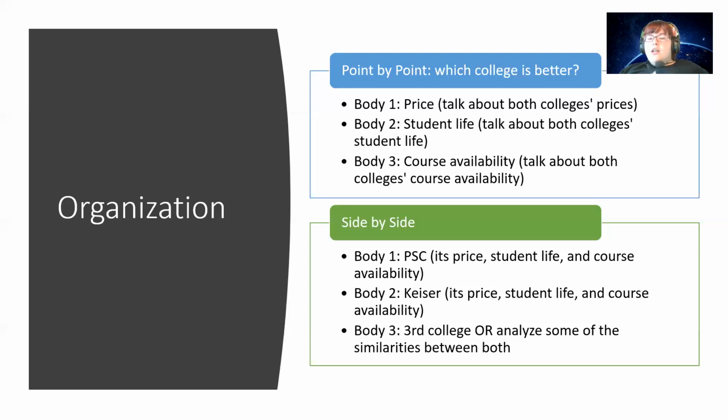If, in talking about PSC and Kaiser, we notice there are a lot of similarities, maybe our third body paragraph could be, these are the differences between the two schools. If we notice there are a lot of differences between price, student life, and course availability, then we would probably want our third body paragraph to talk about the similarities between both schools so that we can get it in there.